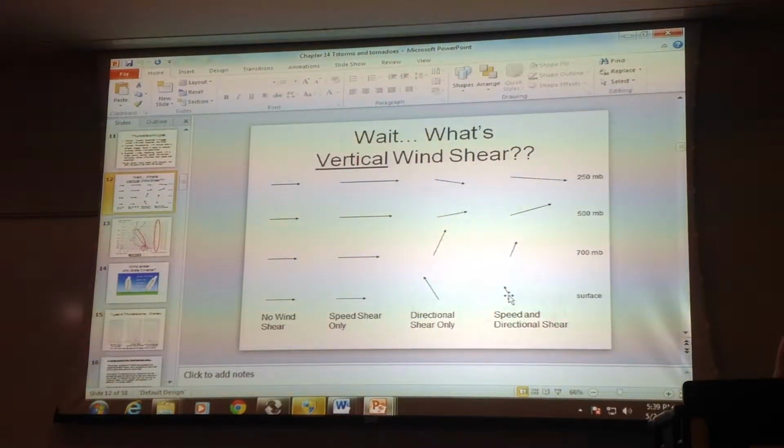And so that allows you to have a rotating mesocyclone as part of the supercell, because as you go up in the atmosphere, the winds are beginning to circulate with the changing wind direction. Okay.